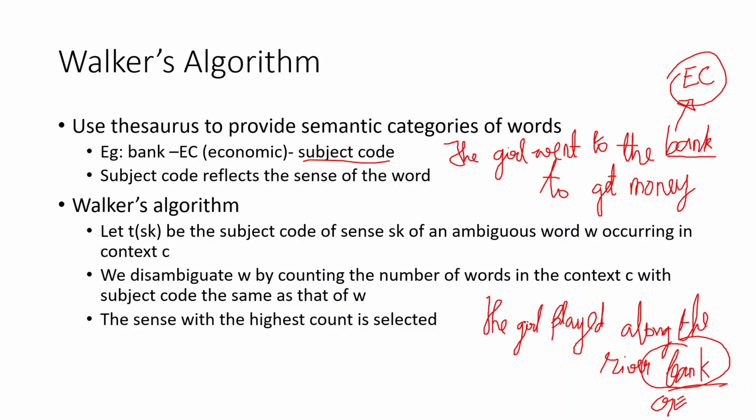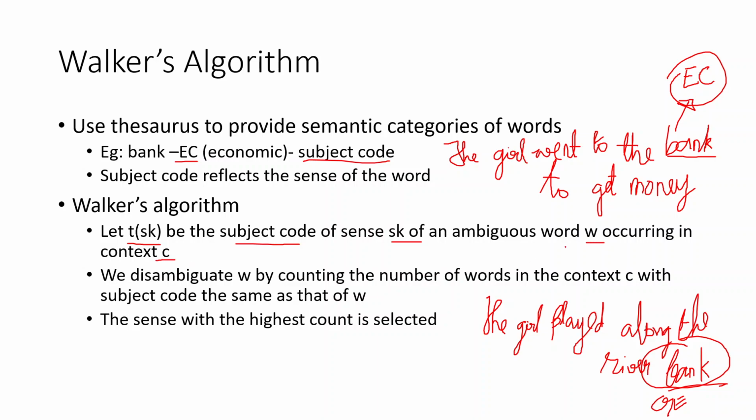and which is the sense which has the highest overlap. Again, overlap is used, but here we are looking at a particular category or subject code that is used for finding out. Okay, so according to Walker's algorithm, let the subject code of sense SK be the subject code, something like EC. Subject code of sense SK of an ambiguous word W occurring in the context C.